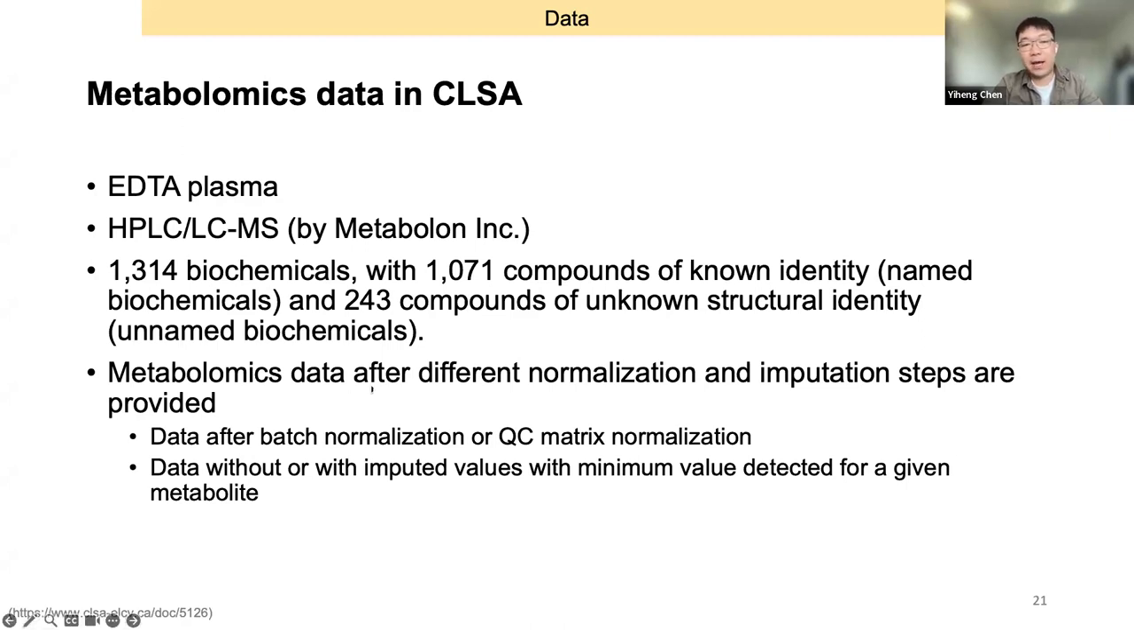For the metabolomics data, Metabolon provided the data after different normalization and imputation steps. The data after batch normalization or QC matrix normalization has been provided. Both approaches aim to address the potential batch effect with the measured metabolite levels. Then data without imputation and with imputed values, using the minimum values detected for the given metabolites, were both provided. Because some metabolites could have relatively low abundance in the plasma, they could be below the detection limit, and so imputed values based on the minimum values for the metabolites were provided for those metabolites.